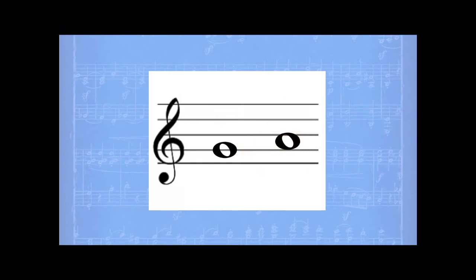A fifth is a line to a line or a space to a space, but we skip one in between. I'll show you what I mean. Starting on that G, if we go line, line, line, we have a fifth. Or space, starting on the A, space, space, we have a fifth. In my opinion, this is a little bit easier than counting every other line and space to arrive at the correct number.